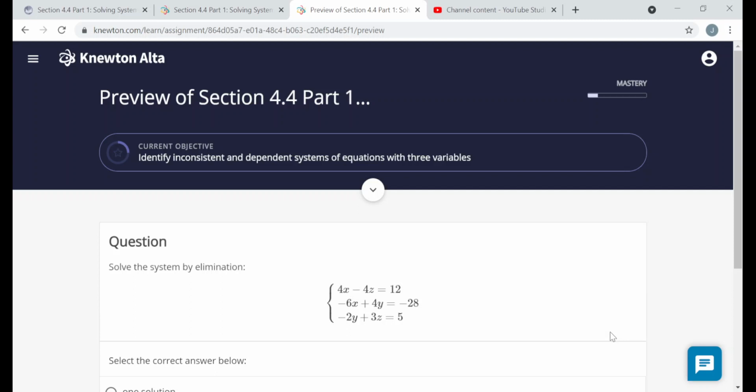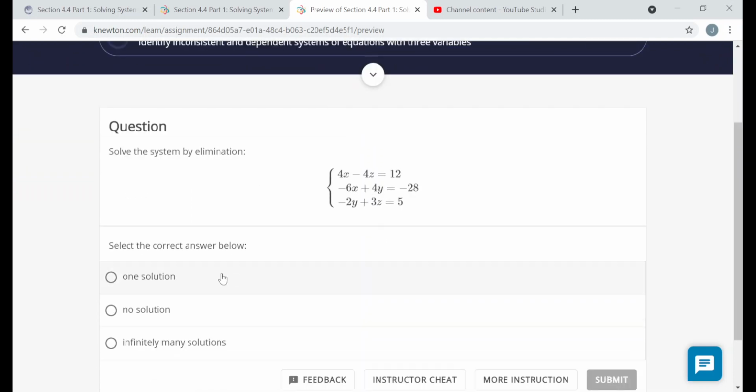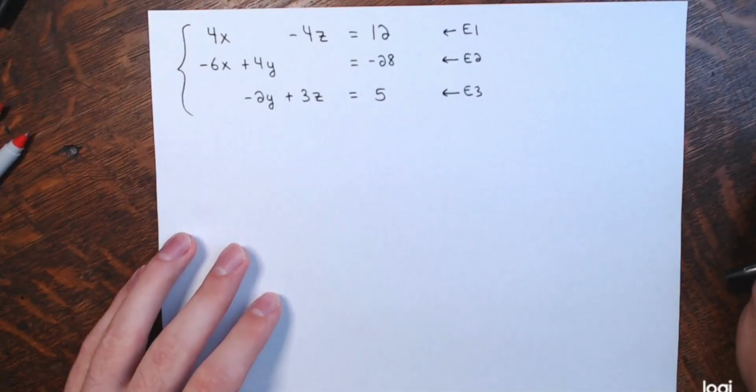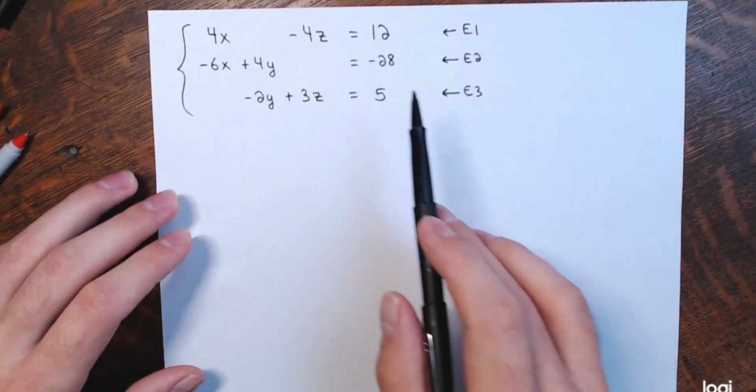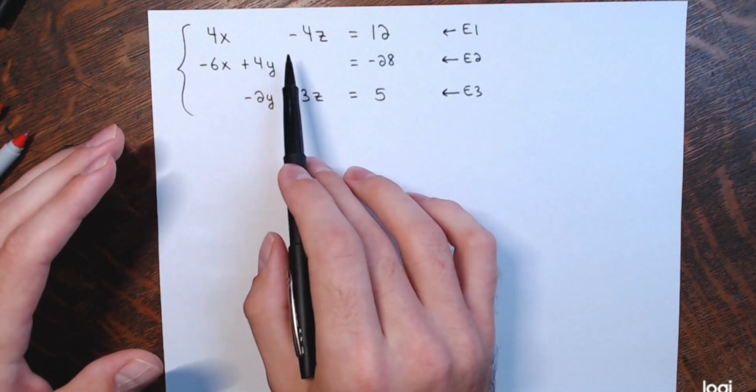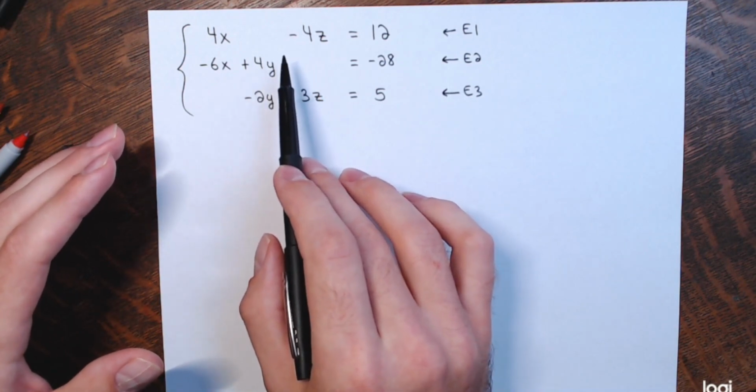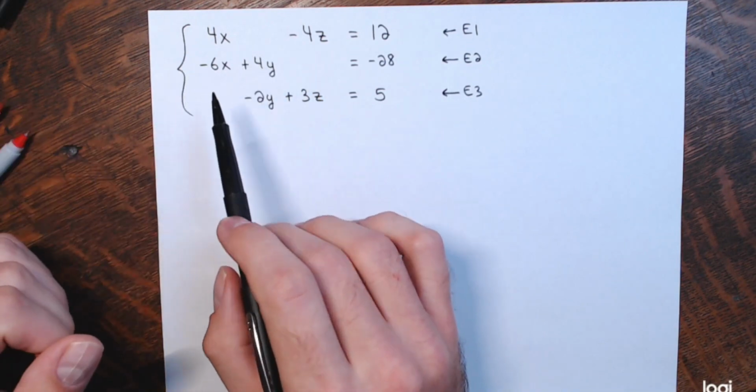So we're back to the same objective here, identify inconsistent dependent systems of equations with three variables. So it's again asking me, does this system I'm looking at have one solution, no solution, or infinitely many solutions? All right, so I'm going to again write out the system on paper and we'll work on it. All right, so again, now notice what I've done. All right, this isn't the way it looked on the computer, on the Knewton's site.